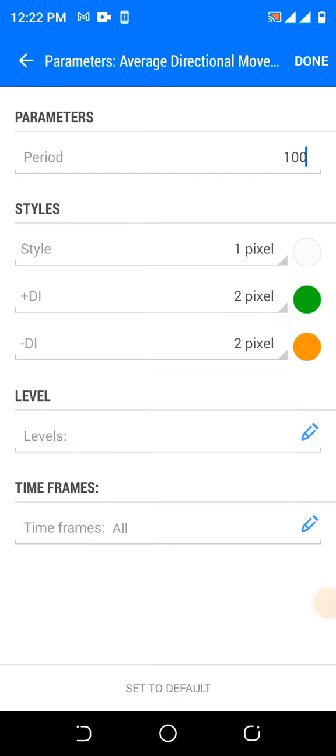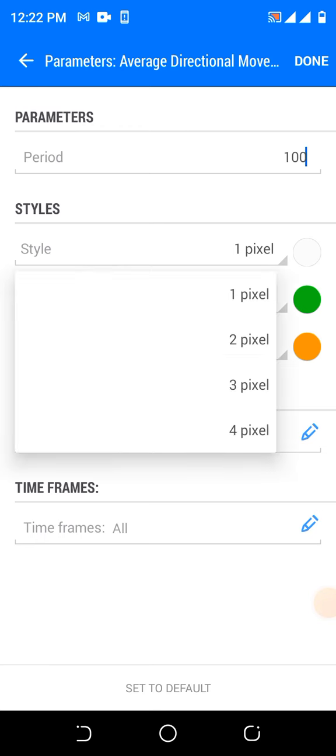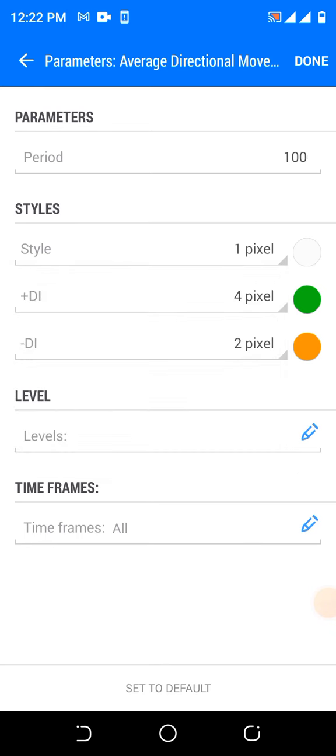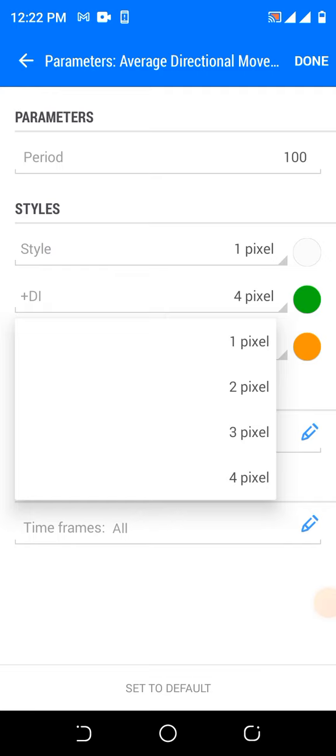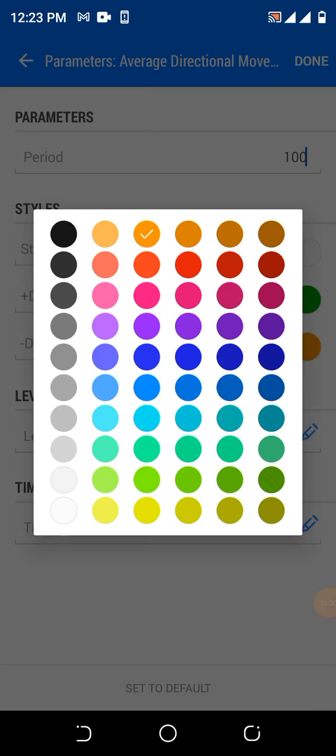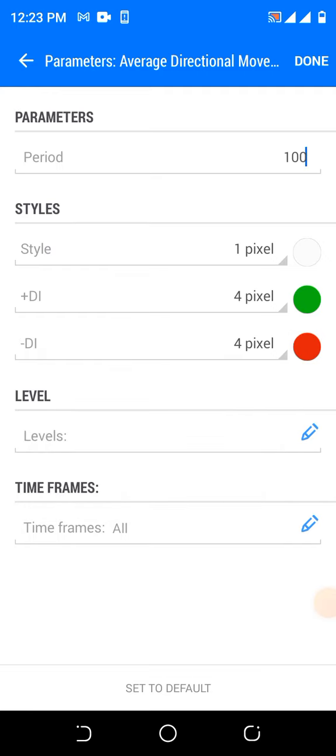The essence of changing this color to white is because we don't want the color to appear, and also our screen background is white. That is why we are changing it to white. So if yours is black, you change it to black. The second one is plus DI. Plus DI changes to 4 pixel. The color is green. Now minus DI, change it to 4 pixel, then change the color to red. Do you understand?